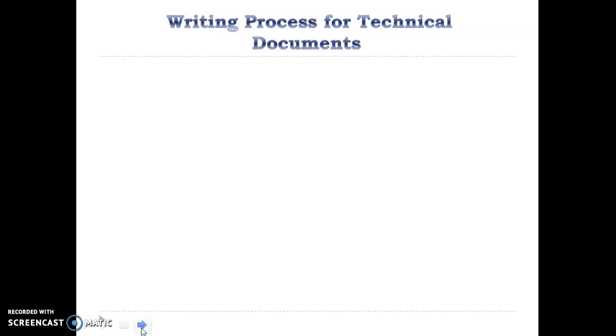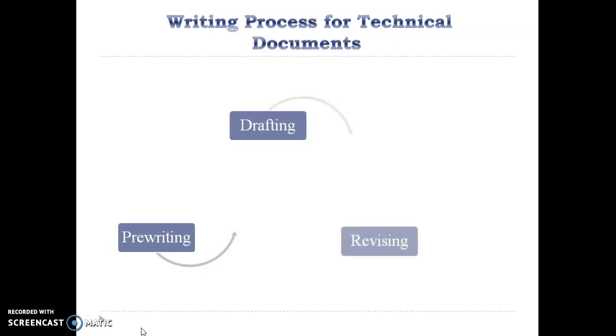If you are preparing a technical report, a manual, a proposal, or any other technical document, you must ensure to follow the writing process that we're going to discuss here. There are basically four stages in the writing process for any technical document. The first stage is the pre-writing stage, second is the drafting stage, then the revising stage, and the last one is the editing stage.